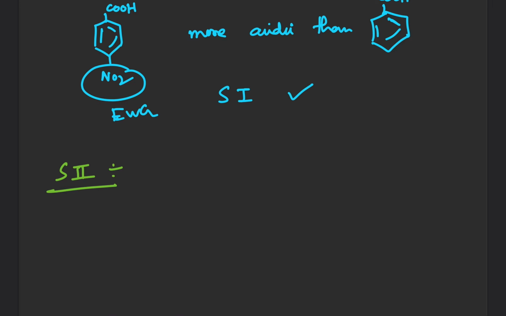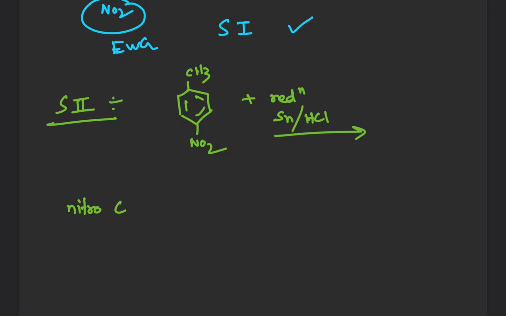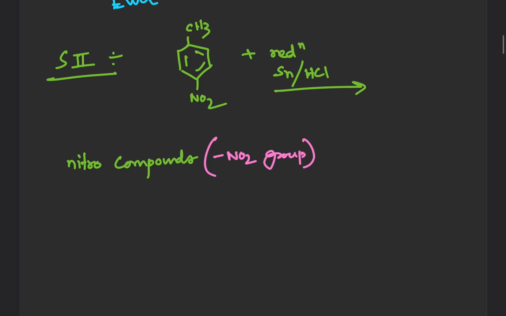So here we are starting with p-nitrotoluene again. So we have CH3, and in the para position we have NO2, and it is subjected to reduction with Sn/HCl. We are doing reduction in the presence of Sn/HCl. Okay, so we should know that nitro compounds, important, nitro compounds are compounds containing the NO2 group. So nitro compounds are reduced to amines in the presence of an active metal like Sn, tin, and concentrated HCl.